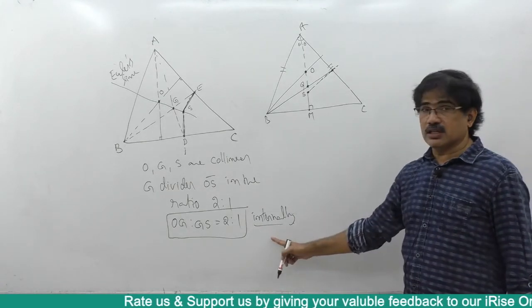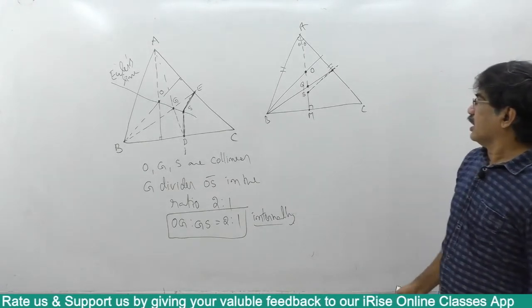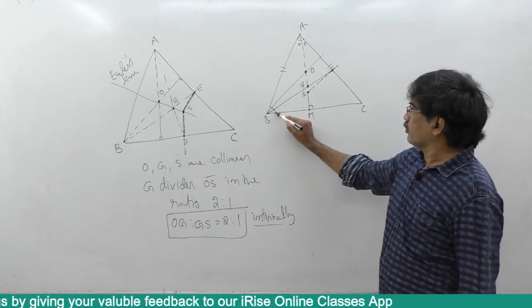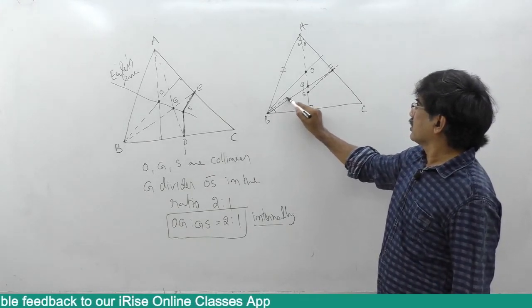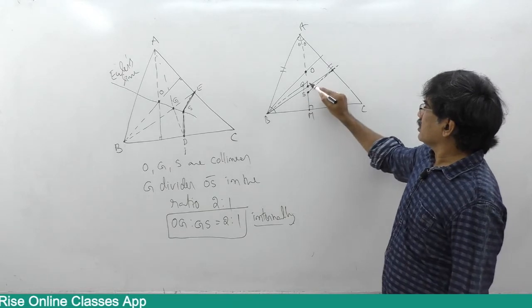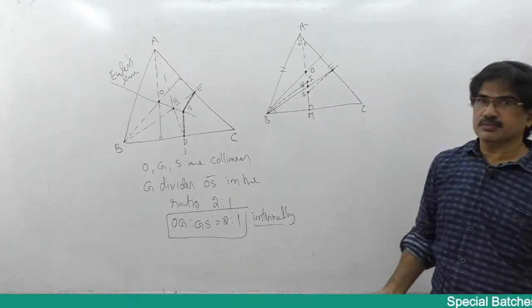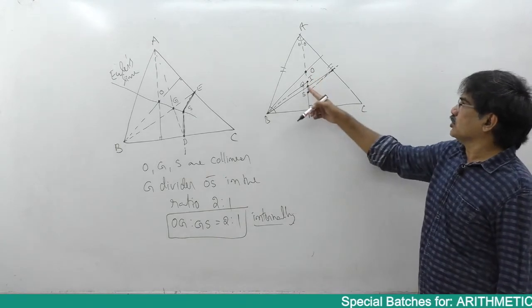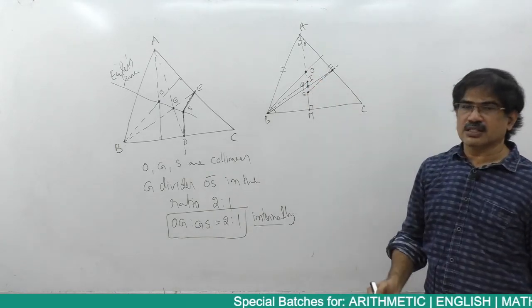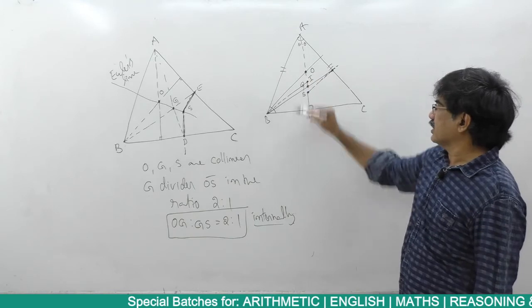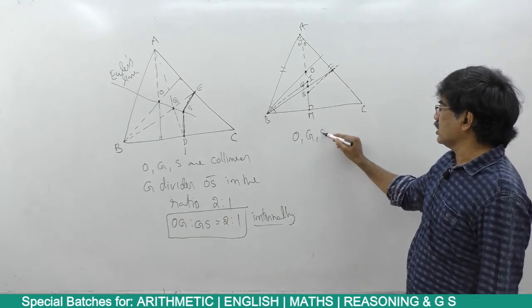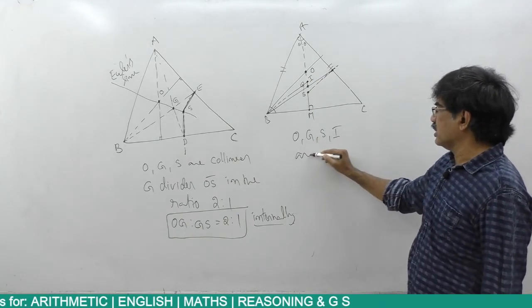It is always internal, please. And if you draw the angular bisector of B, for example like this, the point of intersection of angular bisectors is the incenter, so this is also the incenter. So O, G, S and also I are on the same line. So in the case of an isosceles triangle, O, G, S, I are collinear.